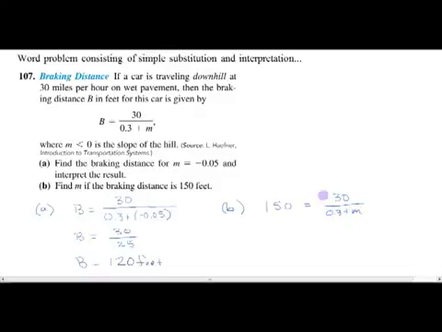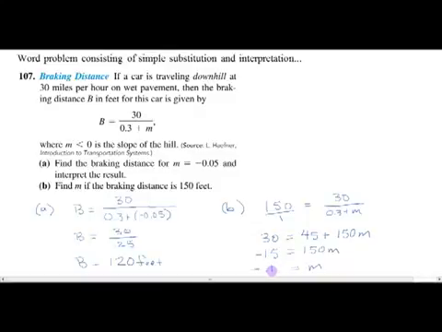Now we need to solve for m. If you want, you can go ahead and cross multiply. We'll have 30 equals 45 plus 150m. Now we need to subtract 45. That gives me a negative 15 equals 150m. Dividing by 150 on both sides, I get m equals a negative 0.1.